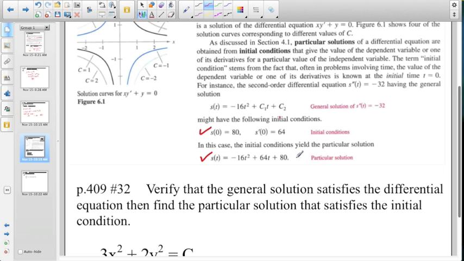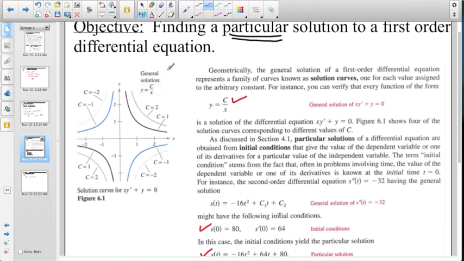From a graphical standpoint, we look over here and we can see that this general solution of a constant over x gives us this family of solutions that are asymptotic with the x and y axes. And so as we integrate this and set up the constants of integration, we can then come into this particular solution.